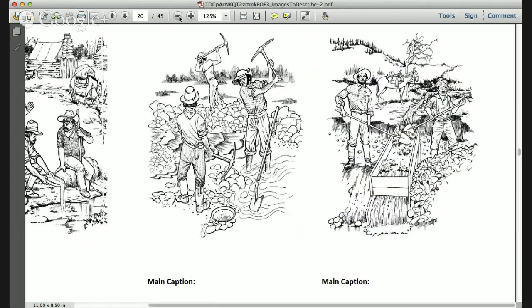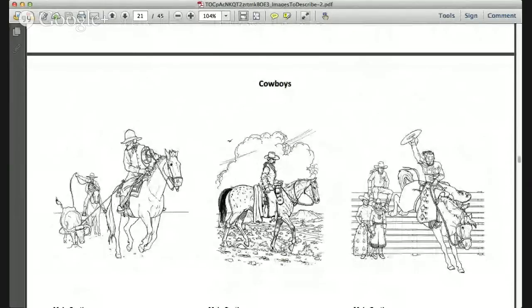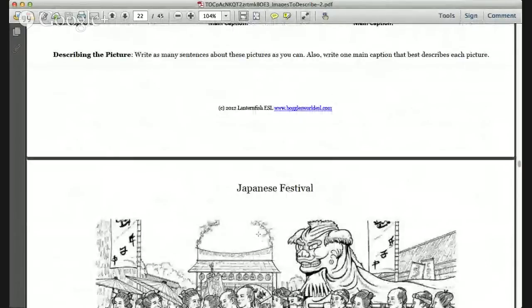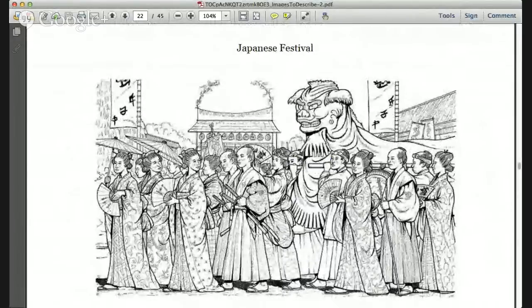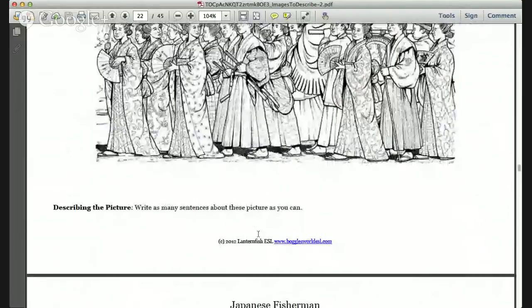I think that's pretty much it. Very good, Sunming. Excellent. Does anyone have any questions about the vocabulary? Anything you see here that you don't know what it's called? No? Okay, all right, so let's find another one. Maybe something other than cowboys. Japanese festival. Okay, let's do this one.